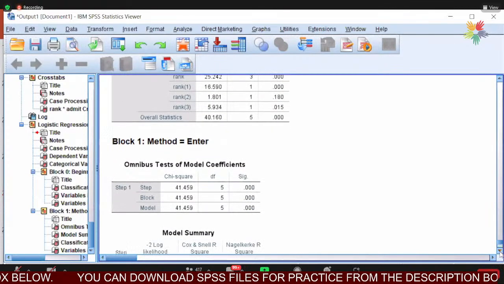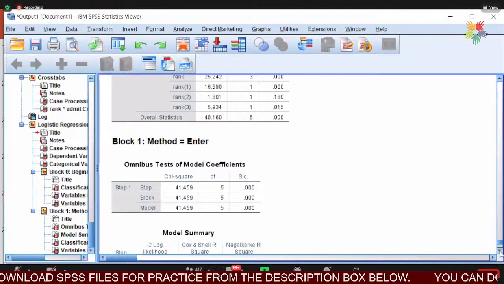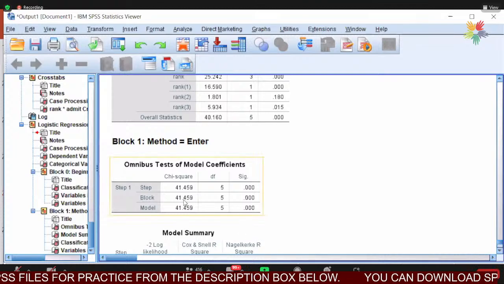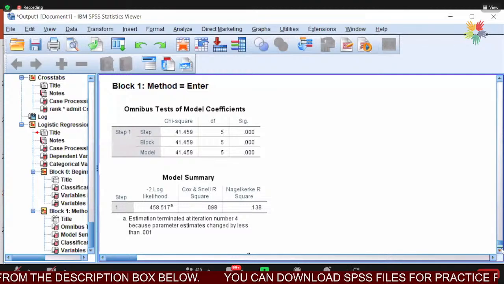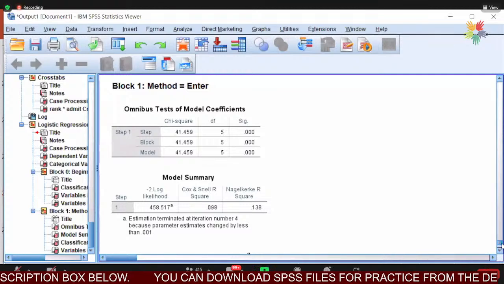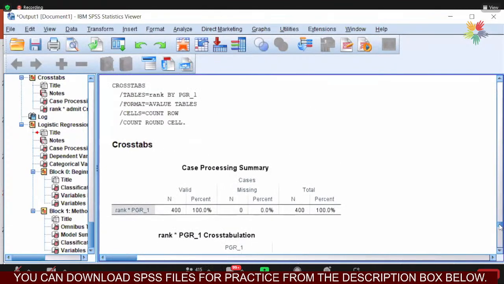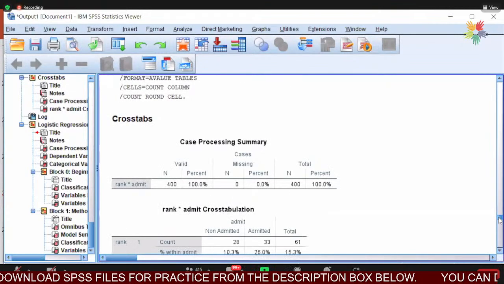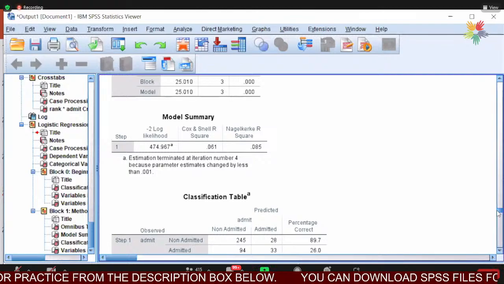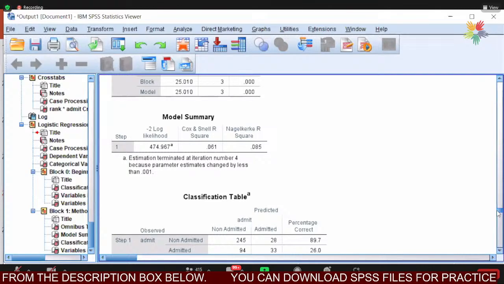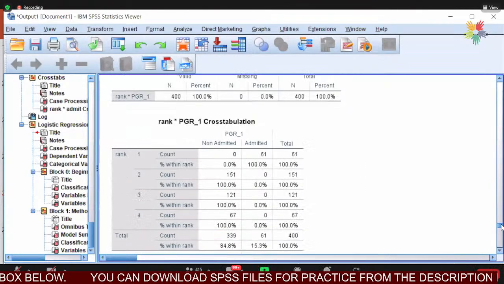Now 41 degrees. If you see the earlier log likelihood, what is the log likelihood? 41 minus, so it will come down to 458. Earlier, let us see the earlier log likelihood, 474. If you reduce that value, you will get the reduction.